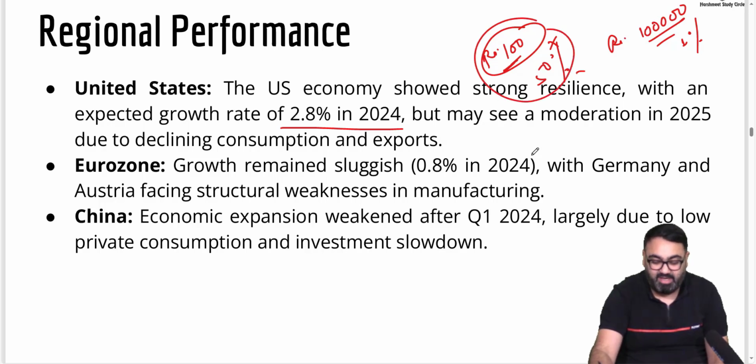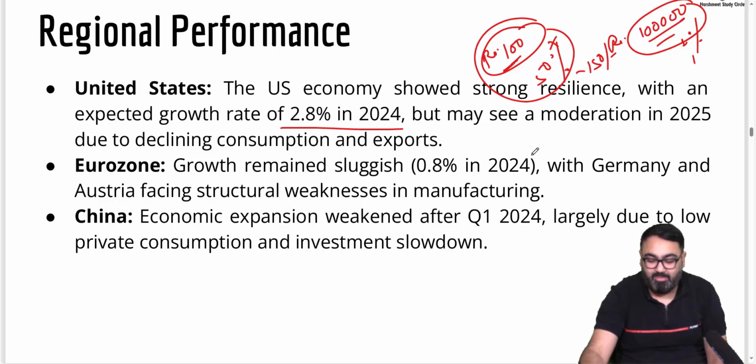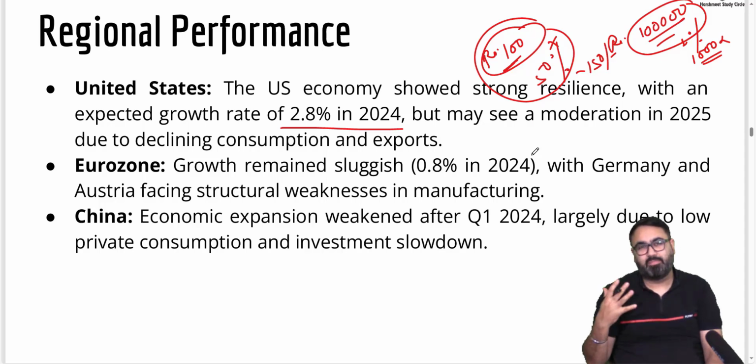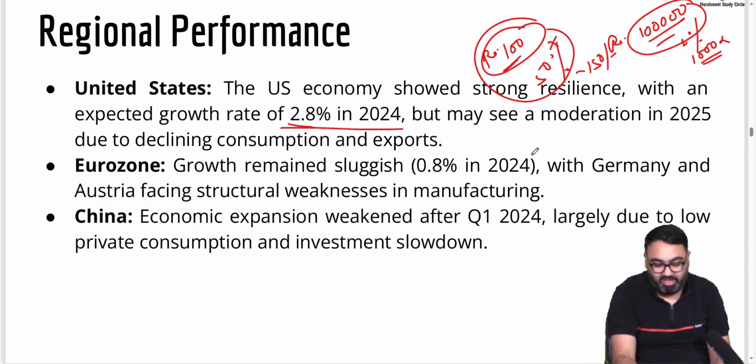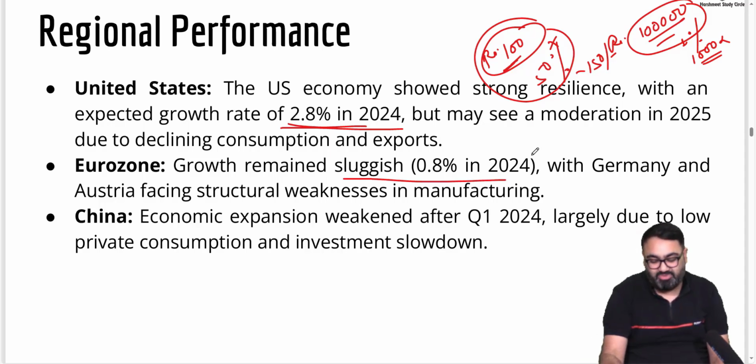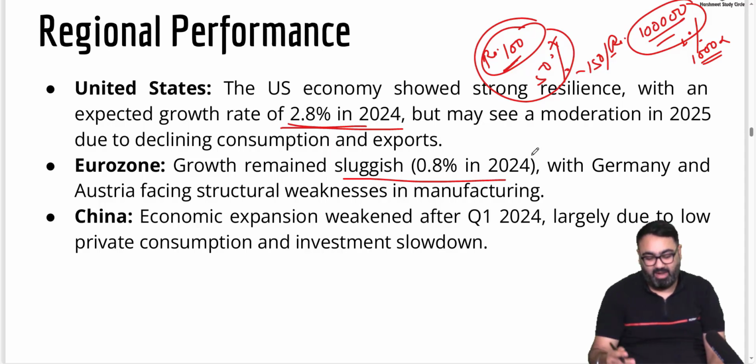For him, 50% increment means his salary will be 150. For him, even 1% increment means his salary will increase by 1000 rupees. So when the base is much larger, you don't need such a big number of growth. So for US, even 2.8% is a pretty good number. In Europe or Eurozone, growth has remained sluggish, means not as expected, about 0.8%, is not even 1%.